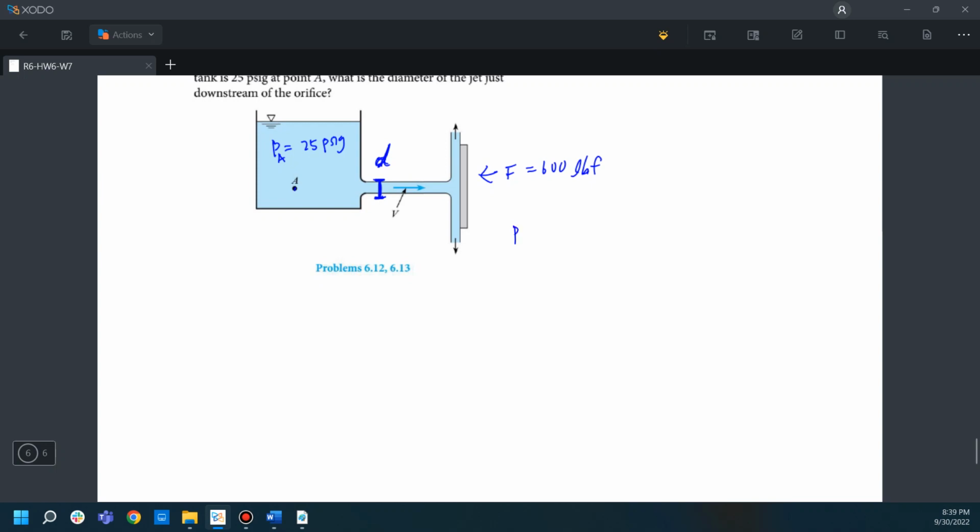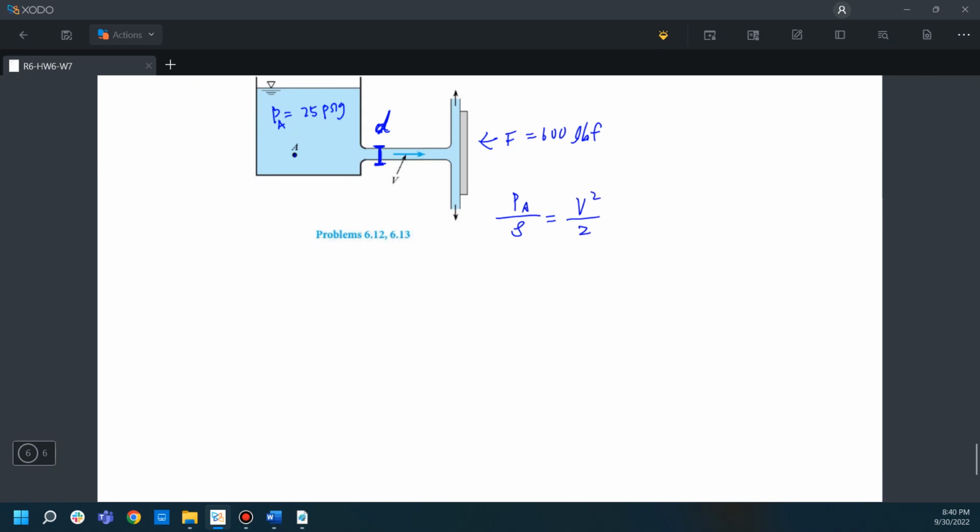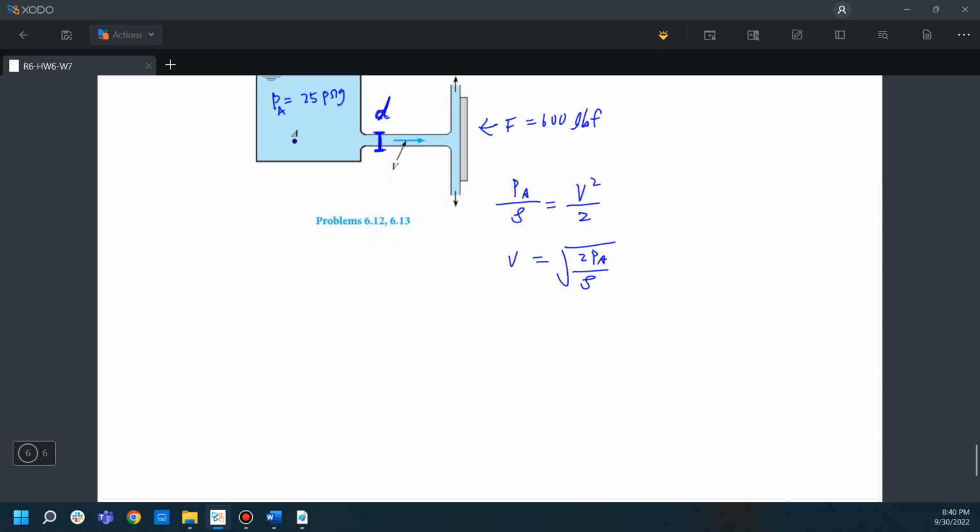So let's solve this V first. That's PA divided by rho is equal to V squared divided by 2. Okay, and that is V equal to the square root of 2PA divided by rho. And rho for the water at 70 Fahrenheit, according to the table in the appendix, is equal to 1.94 slug per cubic feet.